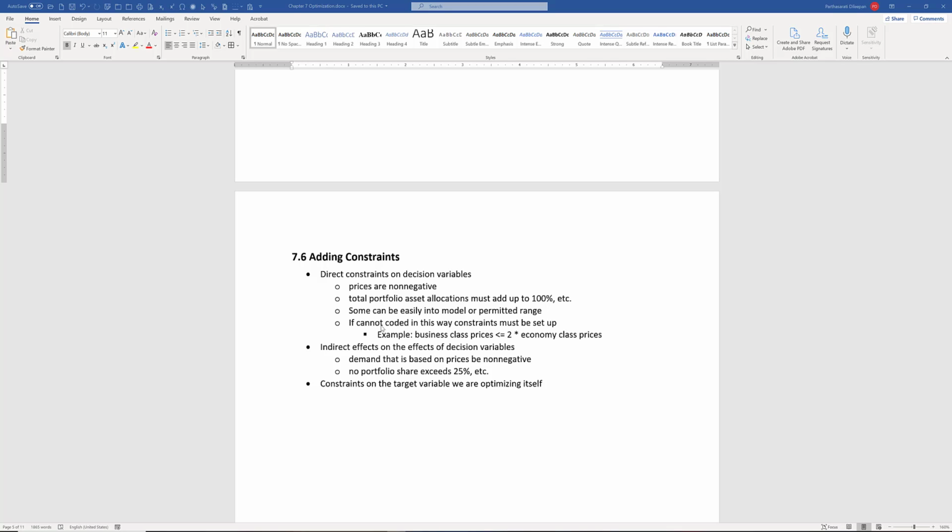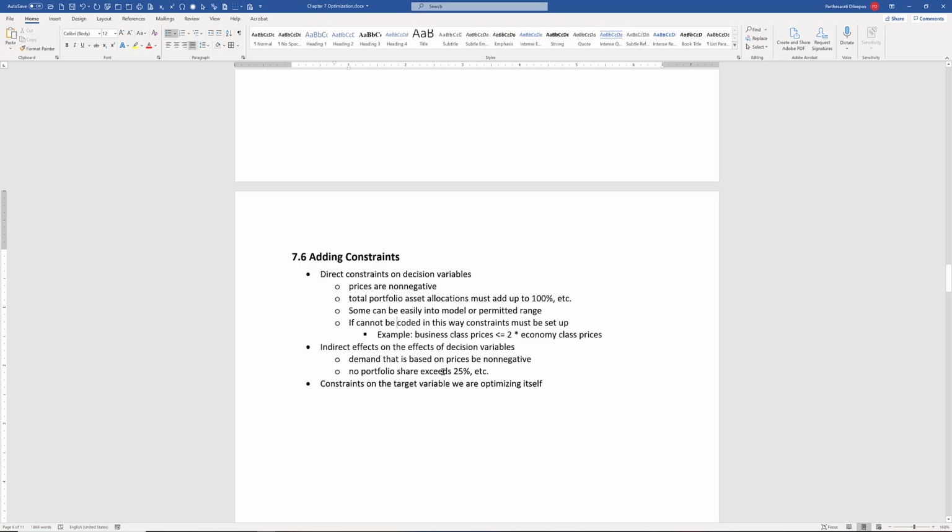Here is an example. If it cannot be coded as a range, then it must be set up like this. For example, business class prices less than or equal to 2 times the economy class prices. So that's not a range, but that's a relationship, and we have to insert that. Those are the kind of indirect effects of decision variables.